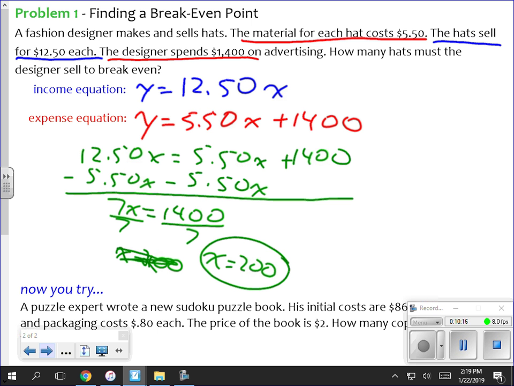If I sell 199 hats, I lose money. If I sell 201 hats, I make money. If I sell 200, I break even. More than that, I make money. Less than that, I don't make any money. I lose money.